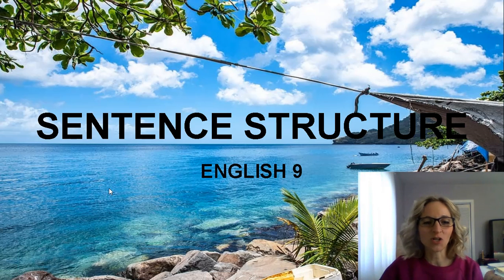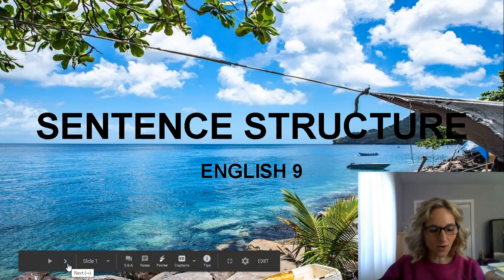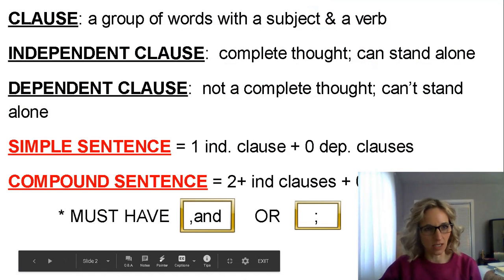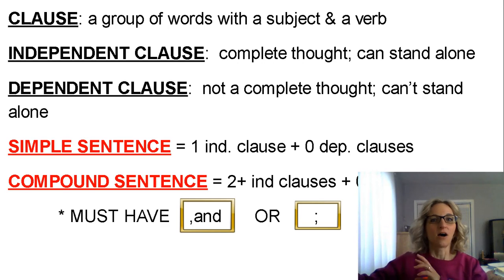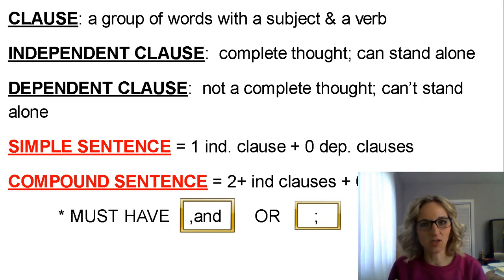But let's look at sentence structure today. So page 308, let's first of all remind ourselves of a couple of things. A clause is a group of words that has a subject and a verb. Remember, that's how it is different from a phrase. A phrase is a group of words that does not have a subject and verb.